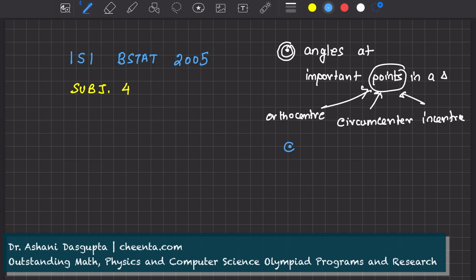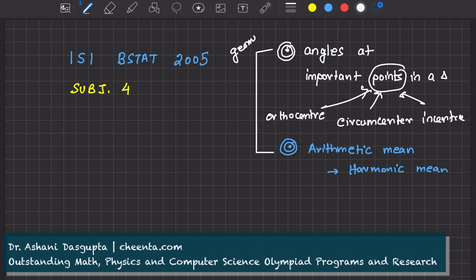The second thing that we will learn is a very important tool from algebra. It's called arithmetic mean, harmonic mean inequality. So this is a very interesting problem because it combines two different areas of mathematics: geometry and algebra. So grab a piece of paper and let's do this problem together.